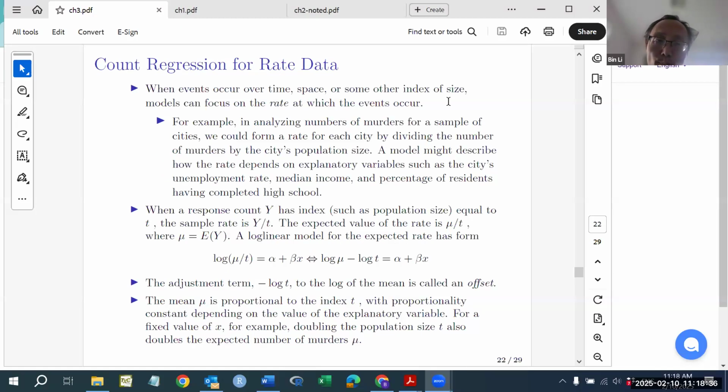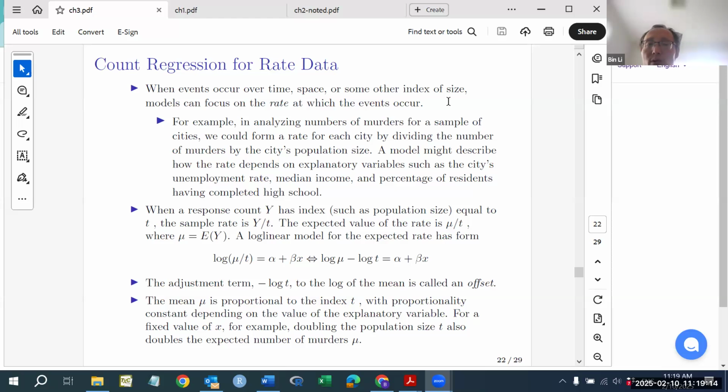So for count regression, there is a special case which is also commonly used in reality, and that is when the events occur over time, space, or some other index of size. And instead of modeling the counts, people find it makes much more sense to model the rate, because the counts depend on two factors. One is the rate, one is the size.